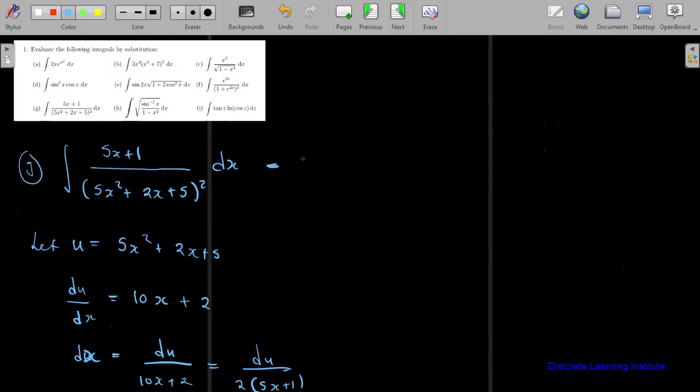So this is equal to the integral of 5x plus 1 over, this whole expression is my u, but it is squared, times dx, which is equal to du over 2(5x plus 1). Then you can cancel these two out, cancel these two out, and then you have the integral of 1 over 2u squared, du.